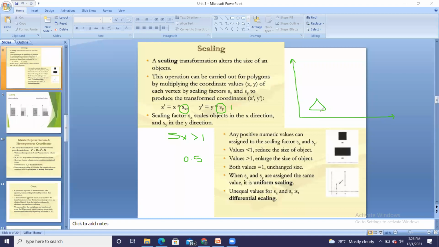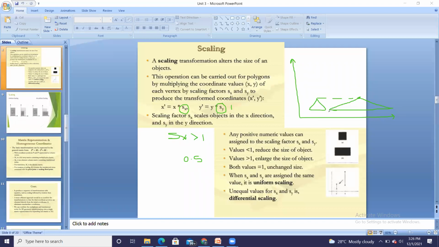Okay. So when I want to expand it, Sx should be greater than 1. So what will happen? The y value will remain the same. Only x is changing, so x is expanding. Here the height of the triangle is not changing.